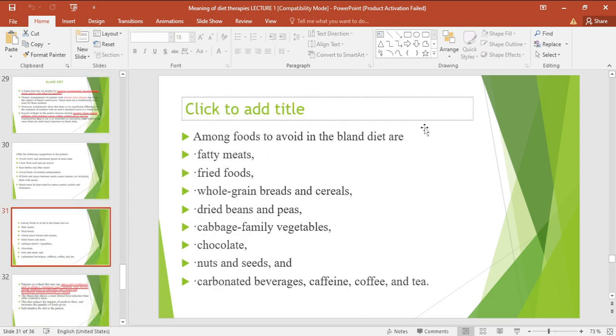And some of the foods to avoid here we have, for example, the fatty meats, fried foods, whole grain breads and cereals, dried beans and peas, cabbage family vegetables, chocolate, nuts and seeds, and the carbonated beverages, caffeine, coffee, and tea. You have to minimize these because they do have irritants. The coffee, the tea, the caffeine, and then the spices in these fried foods may not be healthy for the GIT, and they may cause the situation to worsen.